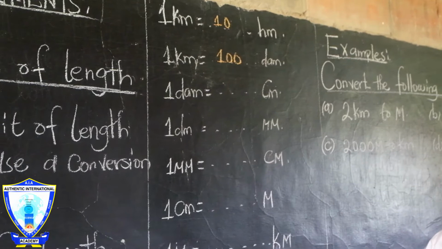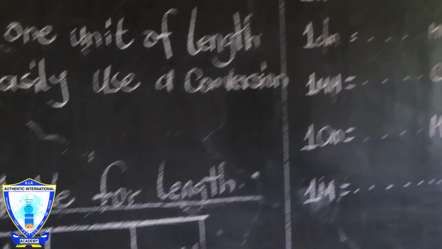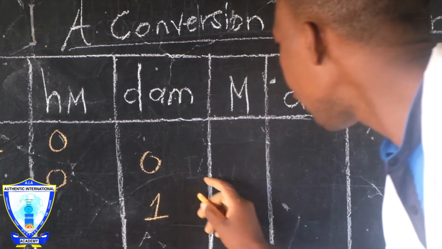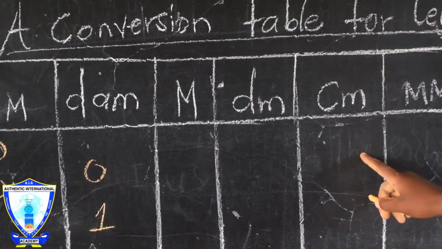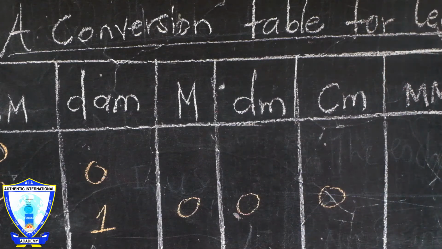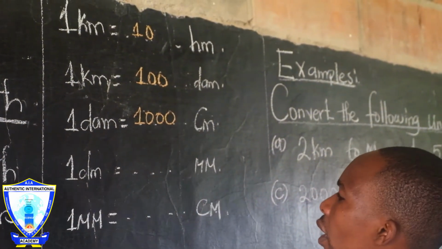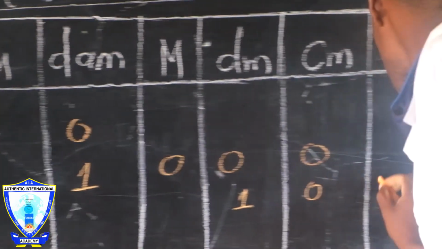Then, 1 decameter to centimeter. Decameter is here. I put 1, I add zeros up to centimeter. Who can tell us the answer? Wow, wonderful. I'm hearing that it is 1,000. Then 1 decimeter to millimeter. 1 decimeter, I put 1, then add zeros up to millimeter. It is 100.